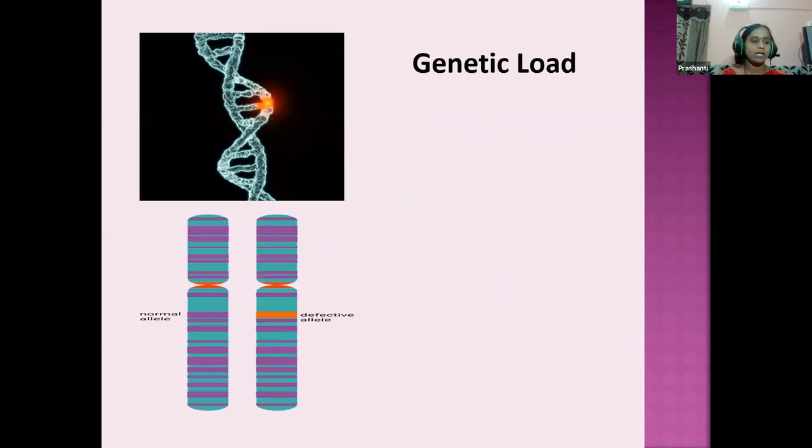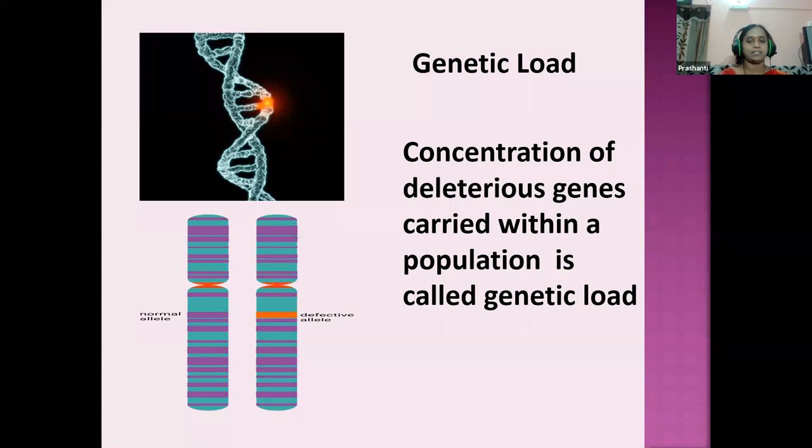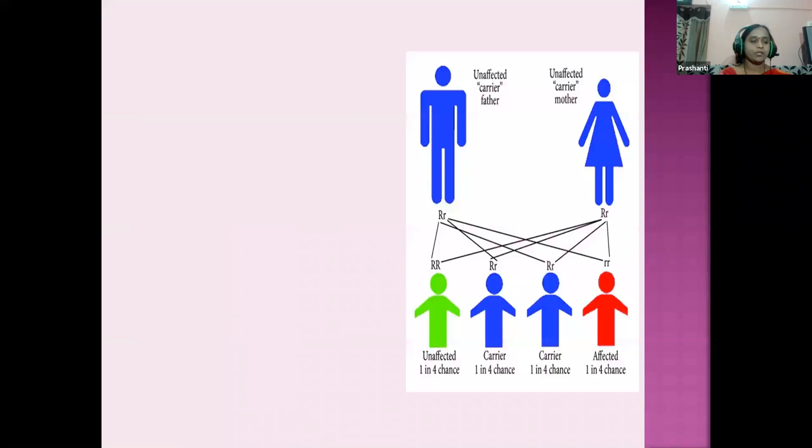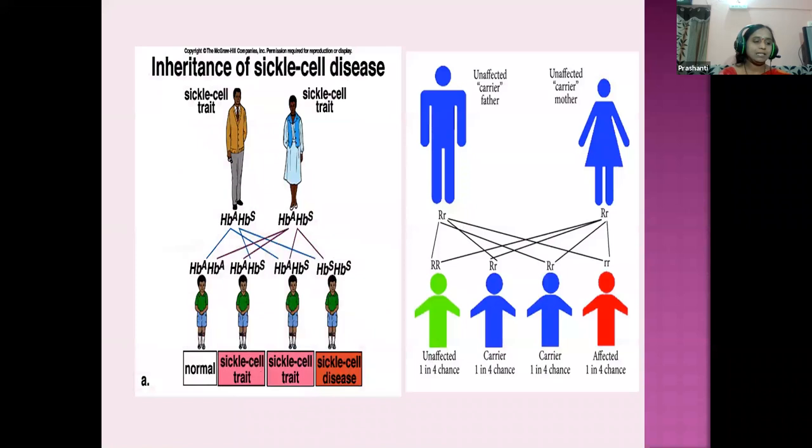Next comes the genetic load. The name itself says load. That is the concentration of the existing deleterious genes carried within the population, called genetic load. When you take an example of sickle cell anemia, that is homozygous HbS HbS, they usually die early due to anemia. But the heterozygous individual, HbA HbS, can live reasonably healthy and exhibit resistance to malaria. So this deleterious gene is carried in the heterozygous condition.